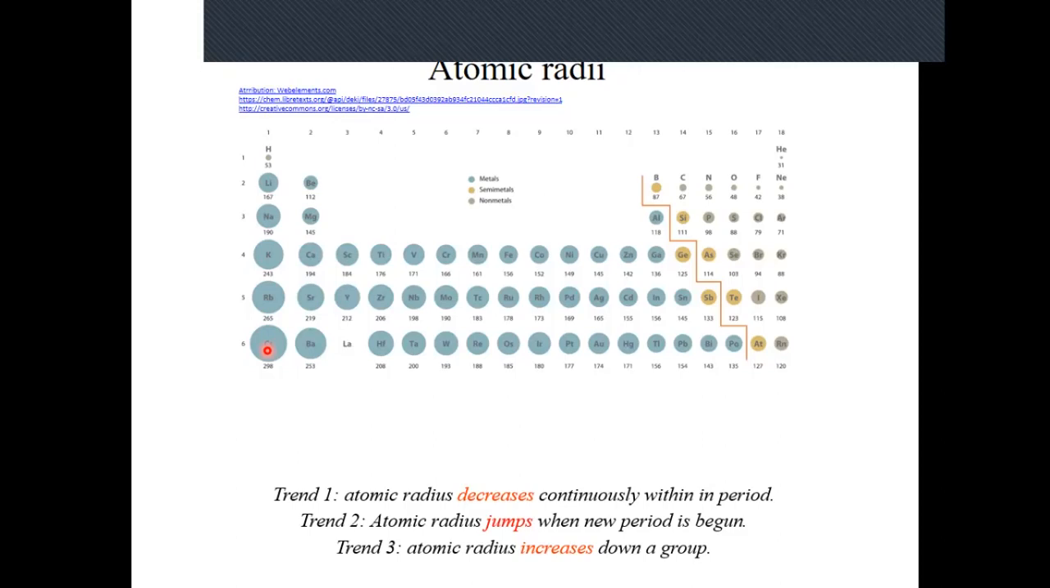You can also understand this a different way. Within a group, we have the same valence electron configuration, but the quantum number n increases, and as the quantum number n increases, the electrons are, of course, further away from the nucleus. Okay, then let's look at another.